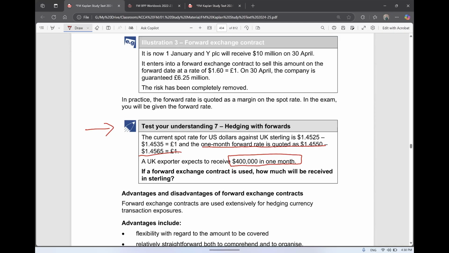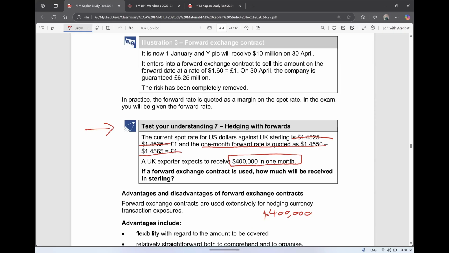First of all, see whether it's a division case or a multiplication case. We have to translate $400,000. Division case. We are not going to use the spot rate now, because we are going to hedge using the forward rate. So take the forward rate. Again, there are two forward rates. Here the dollar is the first currency, so it's a division case.